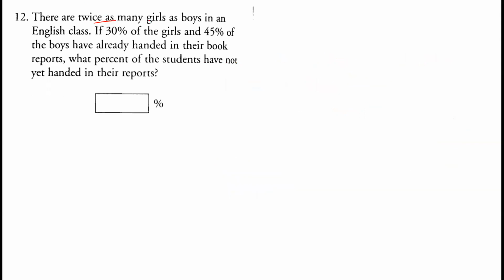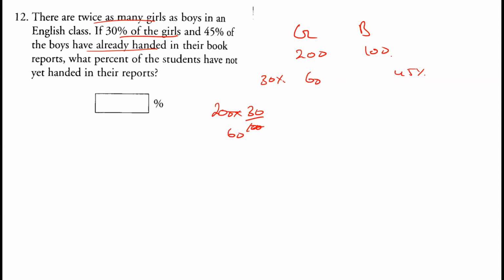Now there are twice as many girls as boys. So if boys were 100, the girls would be 200. In an English class, 30% of the girls and 45% of the boys have already handed in their book reports. 30% of the girls would be how much? 200 into 30 divided by 100 would be 60. And 45% of 100 would be 45.